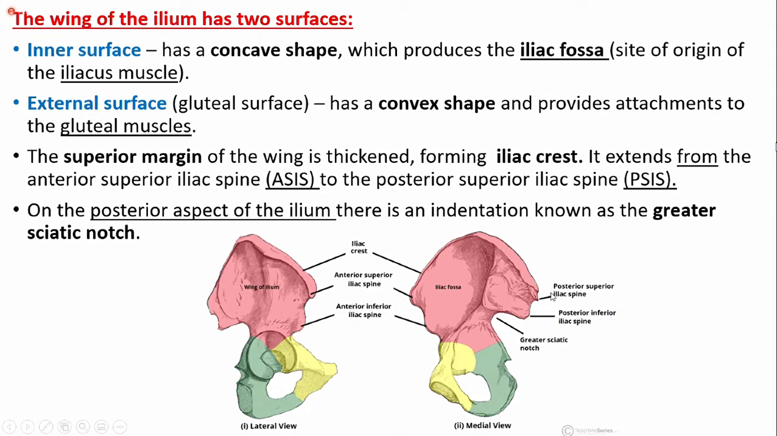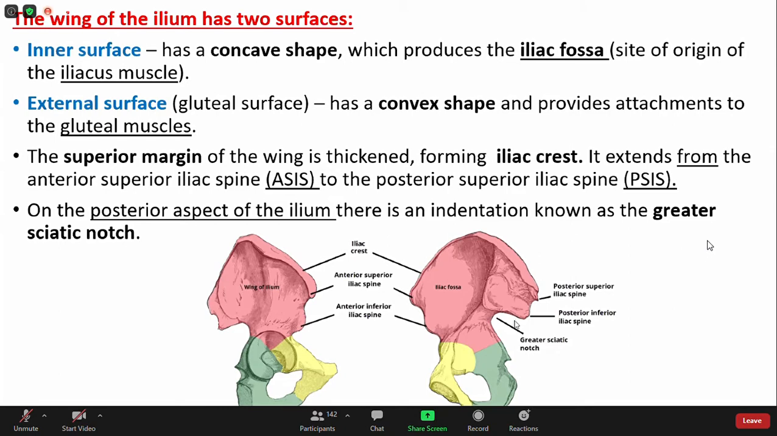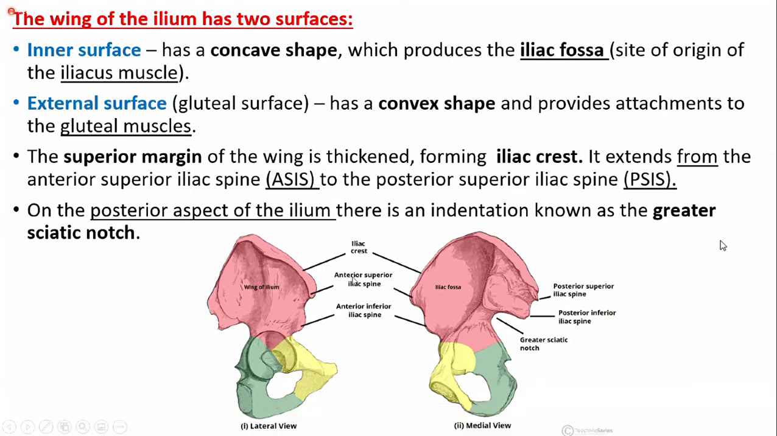And then at the end, at the back of the posterior surface, you have a depression. This depression or indentation, we call it the greater sciatic notch. You can see it at the posterior surface of the ilium. Okay. So far, so good, everybody?